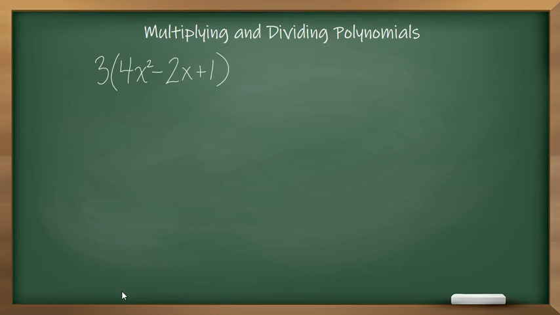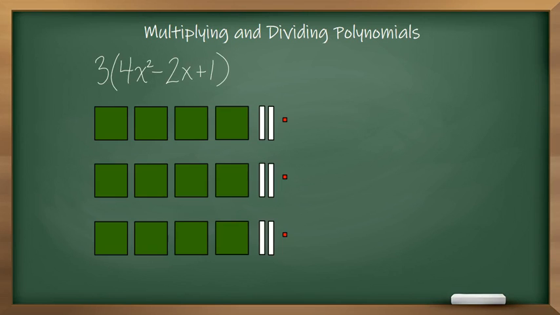In this video, we're looking at multiplying and dividing polynomials. The first example, I'm going to multiply a trinomial by a constant. So I have 3 multiplied by 4x squared minus 2x plus 1. So what I'm going to do there is I'm going to make a model. The 3 means I have 3 groups, and then the trinomial is what is inside each group. So we can see visually that I have 3 groups of 4x squared minus 2x plus 1.